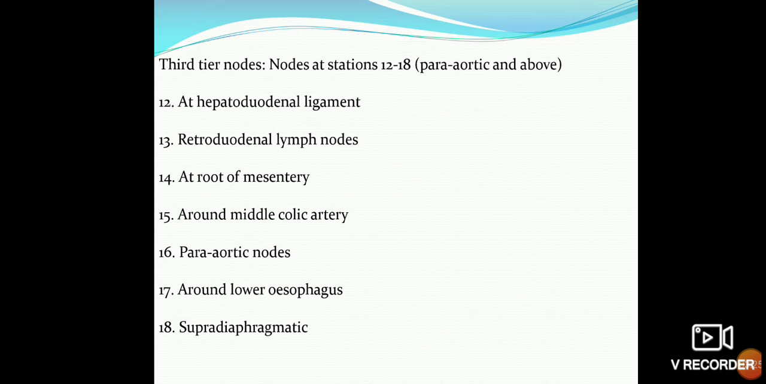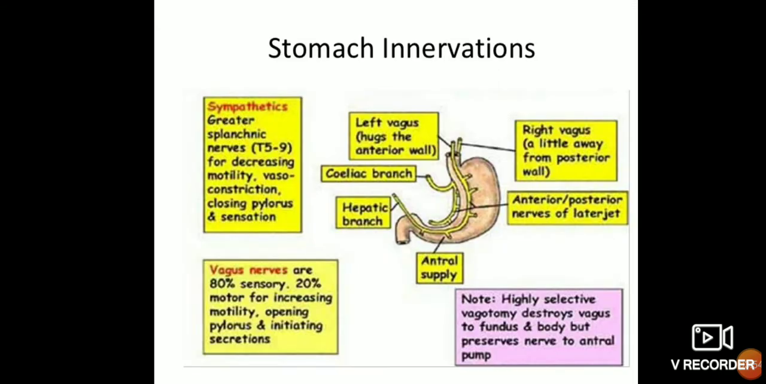The third echelon nodes are at stations 12 to 18, known as periaortic and above. The 12th is present along the hepatoduodenal ligament. 13 is along the retroduodenal lymph nodes. 14 is at the root of the mesentery. 15 is the middle colic artery, and 16 is the periaortic nodes. Around the lower esophagus is the 17th, and the 18th is supradiaphragmatic.